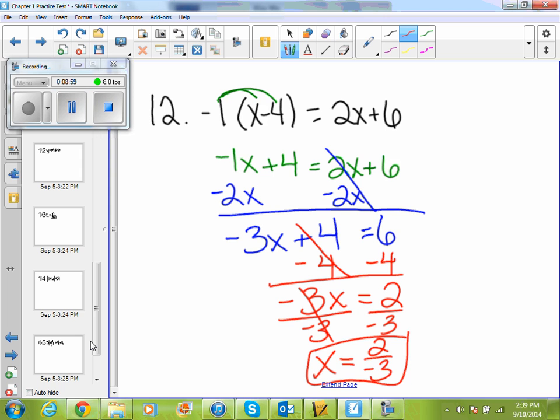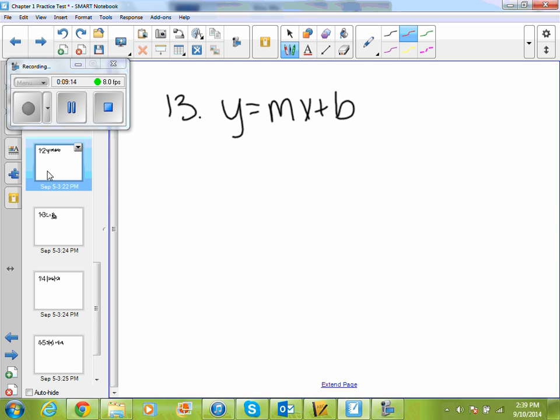Alright, so that was the last of our solving equations problems. Then we get into what we did a couple days ago, which is solving for the indicated variable. On number 13, we have y equals mx plus b, and we're solving it for b. So we need to get our b by itself. What do we need to get rid of then?